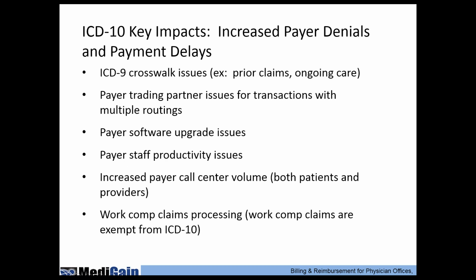Some other reasons, so we've got ICD-9 crosswalk issues. As an example, if a patient is in the process of a service, say you're an oncology practice and you give them chemotherapy in September and then you give them another round of chemotherapy for the same problem in October. Two different coding systems, ICD-9 in September, ICD-10 in October. How will the payer deal with that, or will that result in a denied claim?